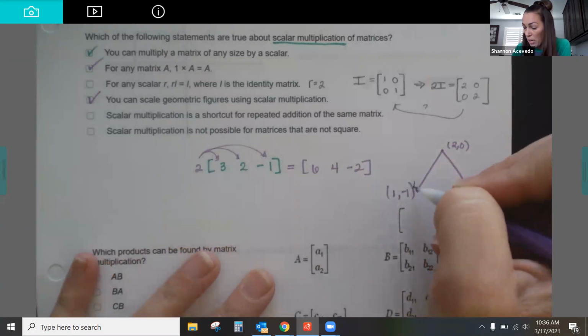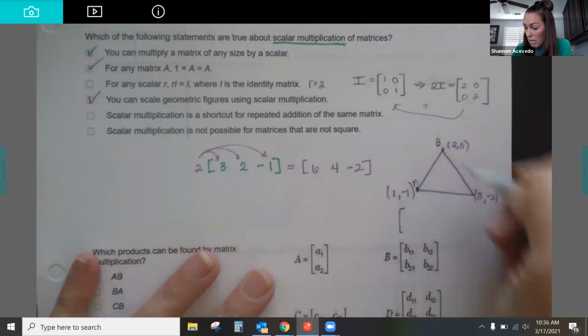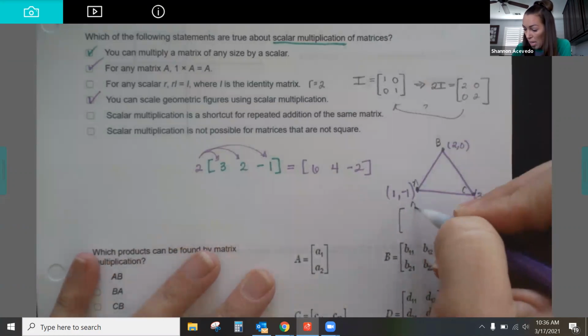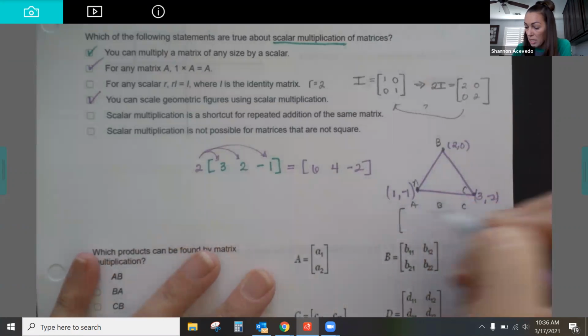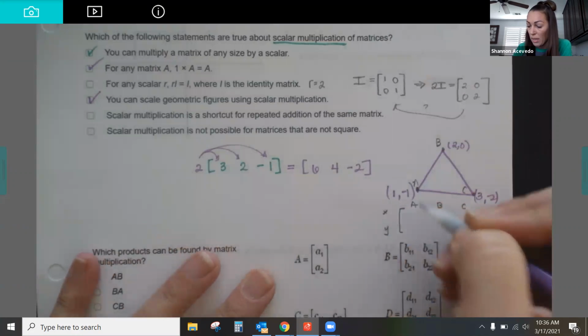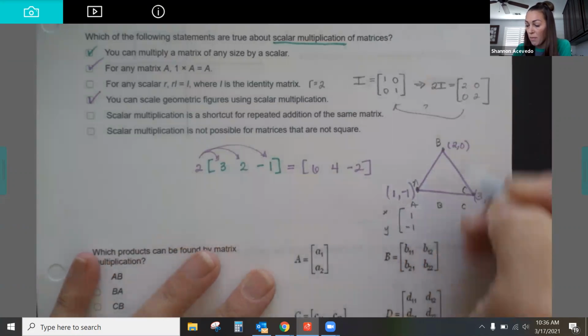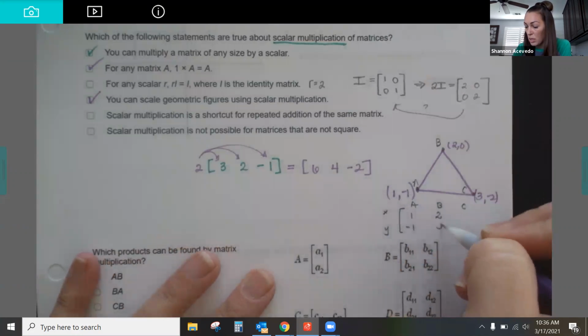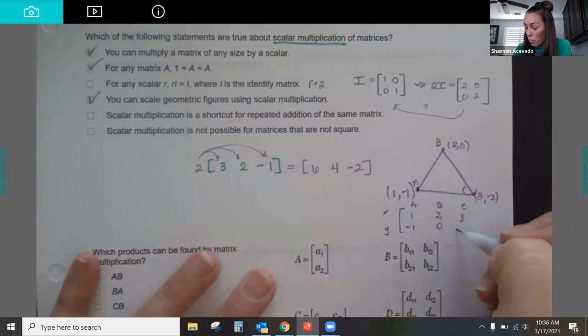So if I say that, or my point A, let's do B and C. So A, B, and C. This is my coordinate X and Y, and I line them up. This would be 1, -1. This would be 2, 0, and C would be 3, -2.